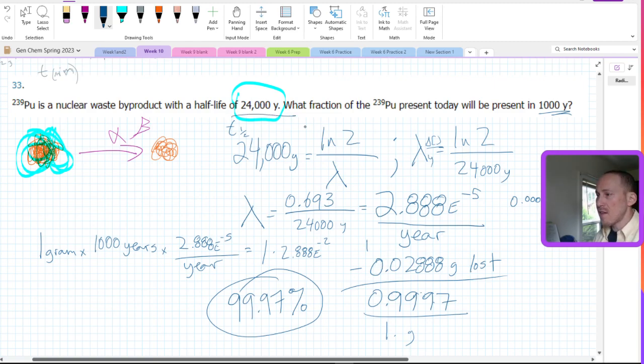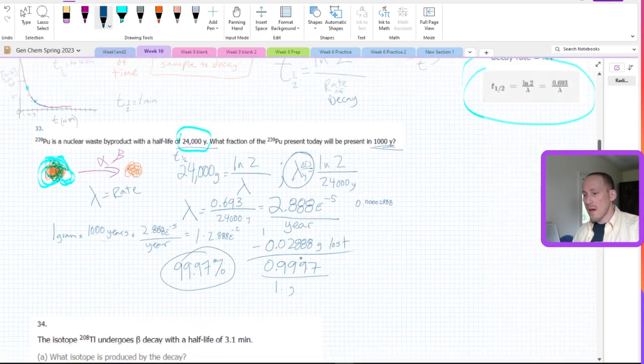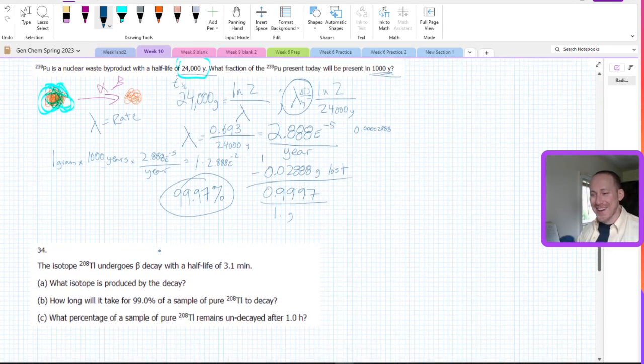So once again, they gave us a half-life, they gave us a time, we found the rate, lambda equals the rate. We found the rate from the half-life they gave us, because the rate is just the log of 2 divided by half-life. We found the rate, and then we just applied that rate to the time period that was given. That yielded that we would lose basically that small fraction in 1,000 years. And did I do anything wrong there? I hope not. I don't think so, but that's approximately correct.